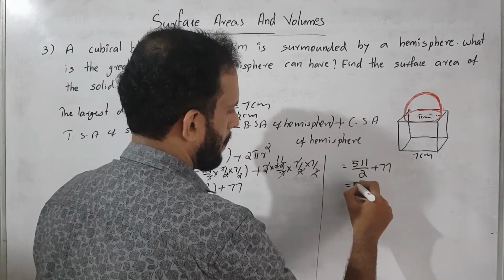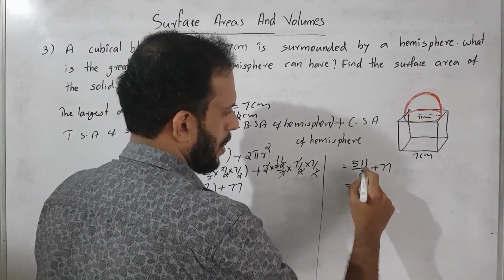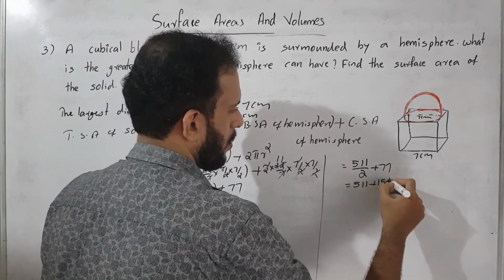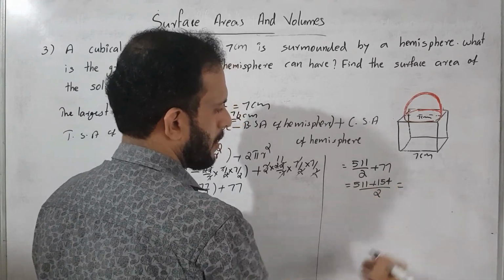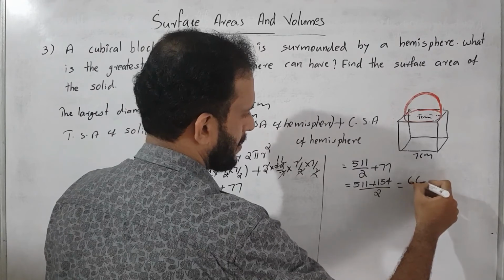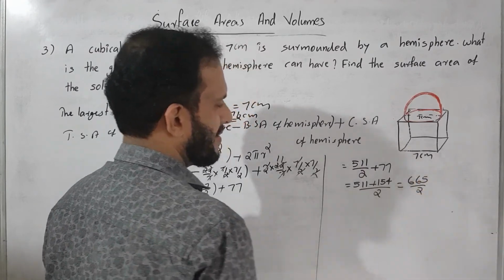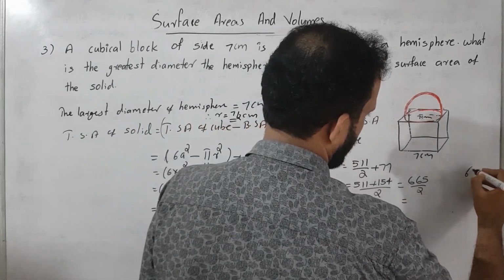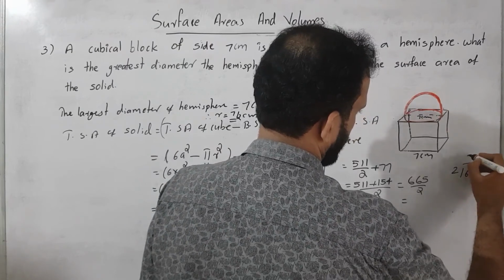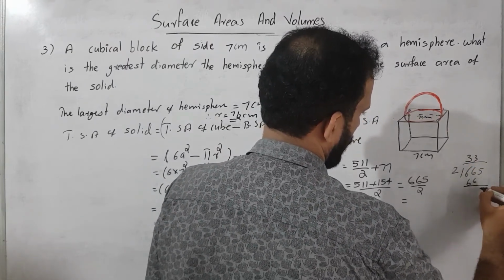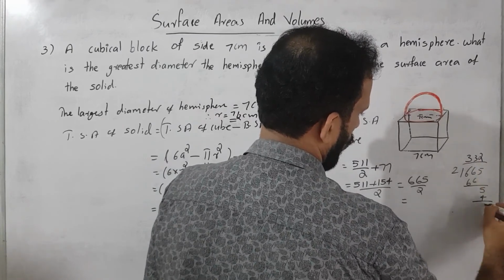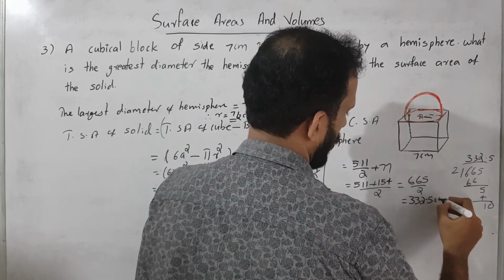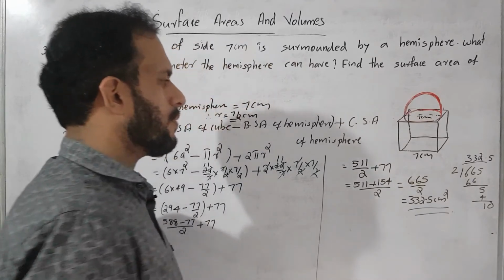Then we again cross multiply, so we get 511 plus 77 into 2, which is 154, by 2. Then what we get is 665 by 2. Then dividing 665 by 2, we get 332.5 square centimeter.